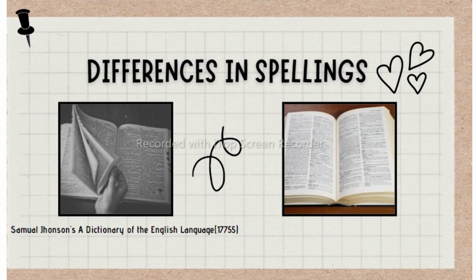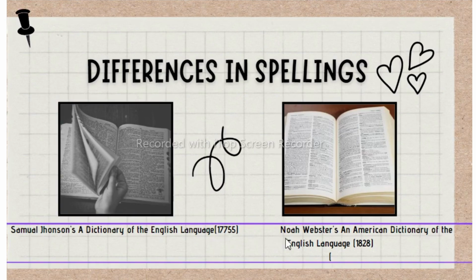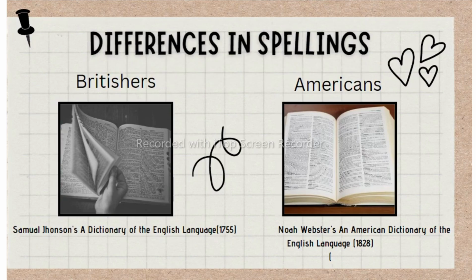In the early 18th century, English spelling was not standardized. Differences became noticeable after the publishing of influential dictionaries. Today's British English spelling follows, for the most part, that of Samuel Johnson's A Dictionary of the English Language, which was published in 1755, whereas many American English spellings follow Noah Webster's An American Dictionary of the English Language, 1828.